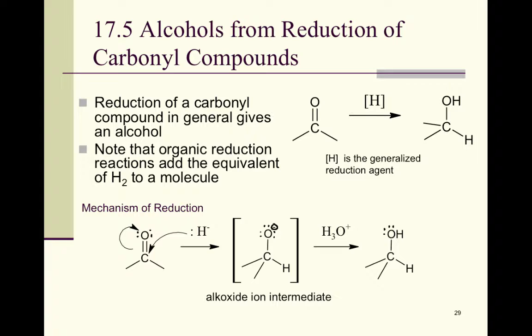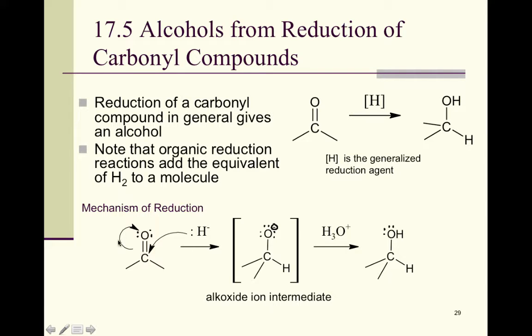Alcohols can be formed from the reduction of carbonyl compounds. H is shown in brackets above the reaction arrow, telling us that we're using a reducing agent, not giving us a specific one right now. The mechanism of this reaction is the hydrogen is going to bond to the carbonyl carbon. Now this is not a normal hydrogen, this is a hydride. It is a negatively charged hydrogen being attracted to the polar positively charged carbon.